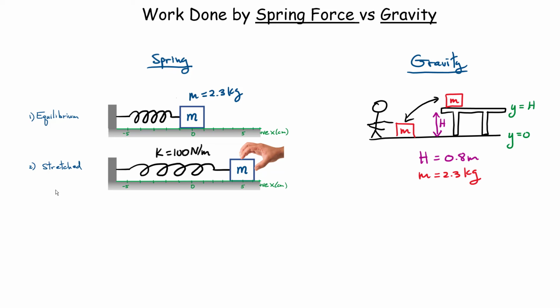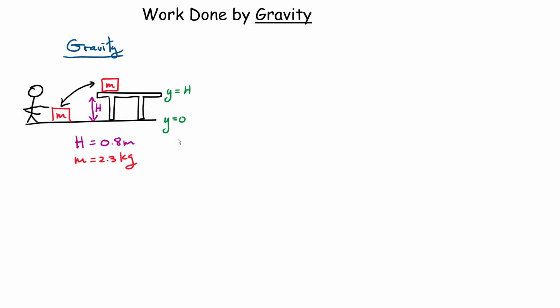Now, in order to understand this and how to calculate it, I'm going to first look at gravity and see how you would do it for gravity. For gravity, I'm going to consider a mass here that's on the ground. It has a mass of 2.3 kilograms, and I want to lift it up and place it on the table. For me to lift it up, I have to apply a force, and gravity is also acting on the mass as I'm lifting it up. How much work is done by my force and how much work is done by the force of gravity during this process?